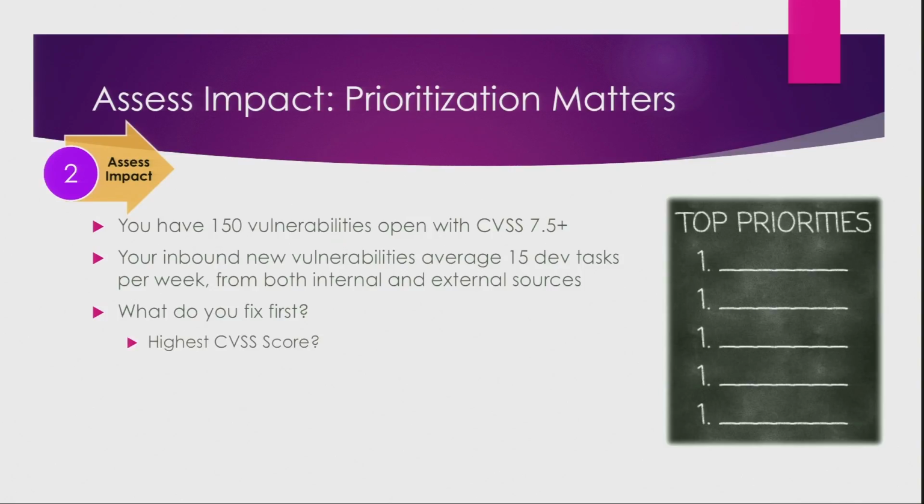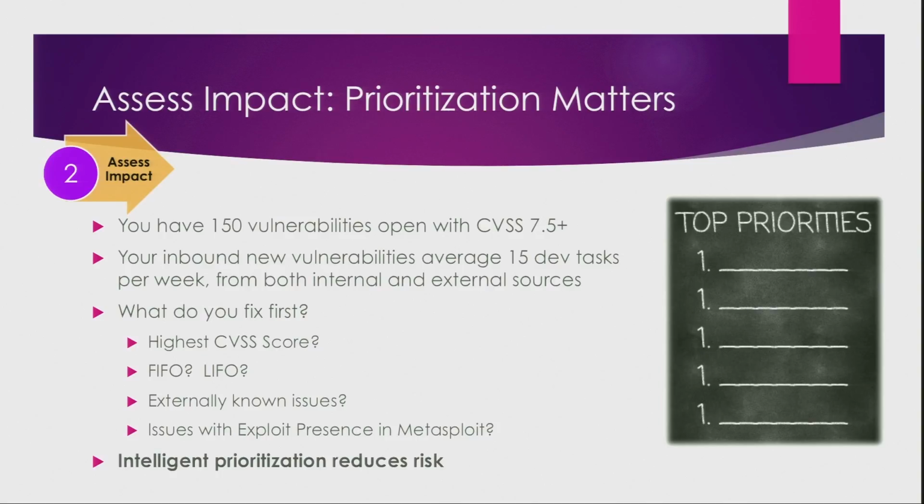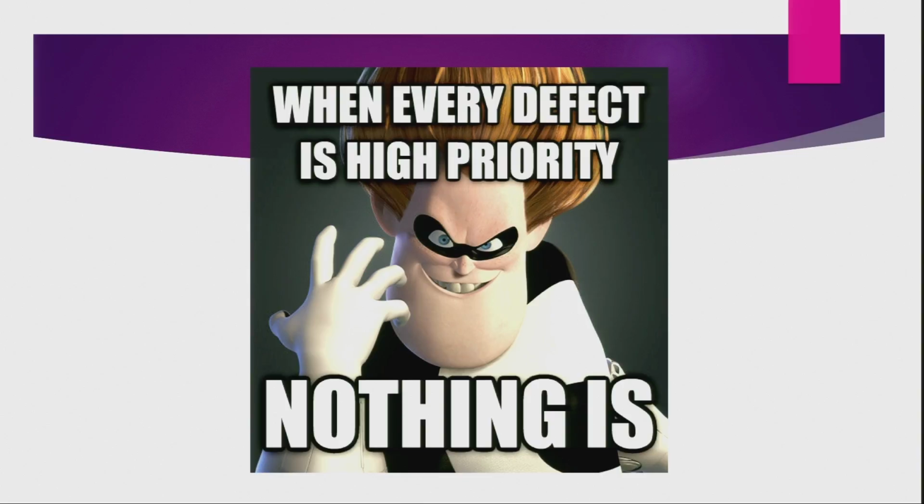Do you go by the highest CVSS score? First in, first out, last in, first out? Is it externally known? Is there an exploit available publicly? I would definitely fix the ones that have exploits available publicly first. But there's a lot of things to look at there, because intelligent prioritization will reduce your product risk, because when everything's a priority, nothing is.